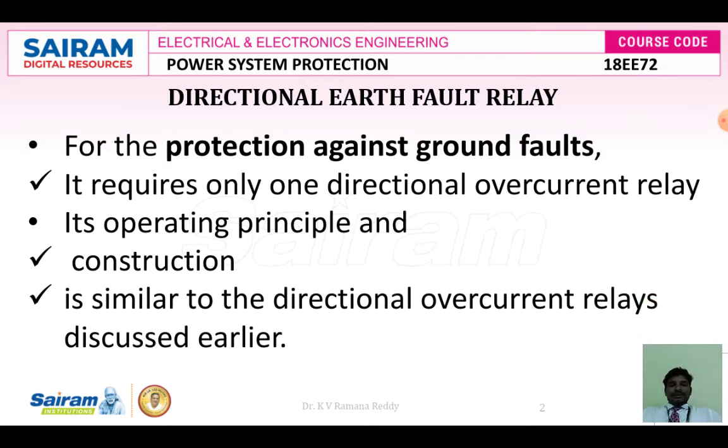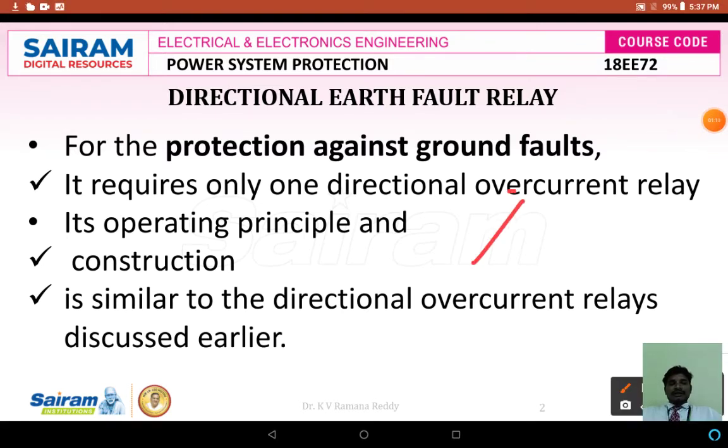Here the protection against ground faults requires only one directional overcurrent relay, because that is enough. A non-directional overcurrent relay is not required. A non-directional overcurrent relay is represented with arrows for either current direction, like this. This kind of relay is not required in this case, where we are employing protection against fault currents which are flowing towards ground or towards earth.